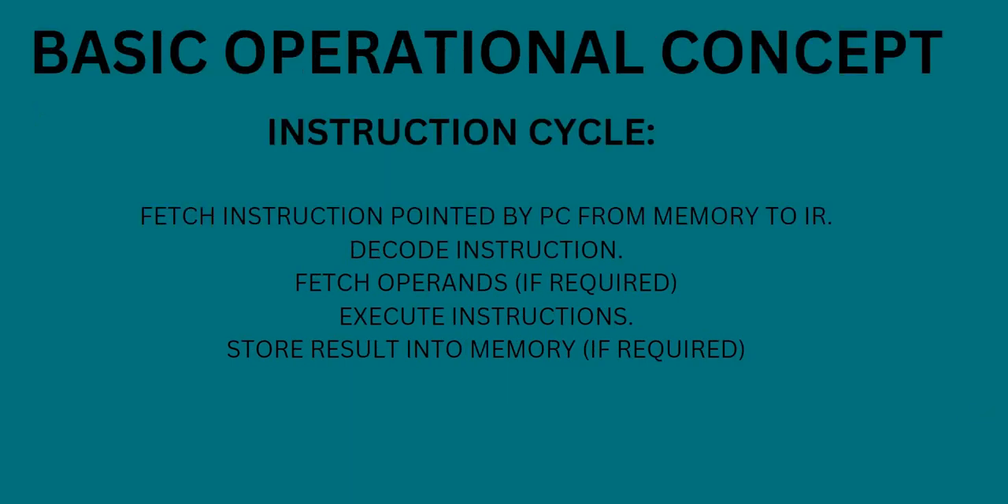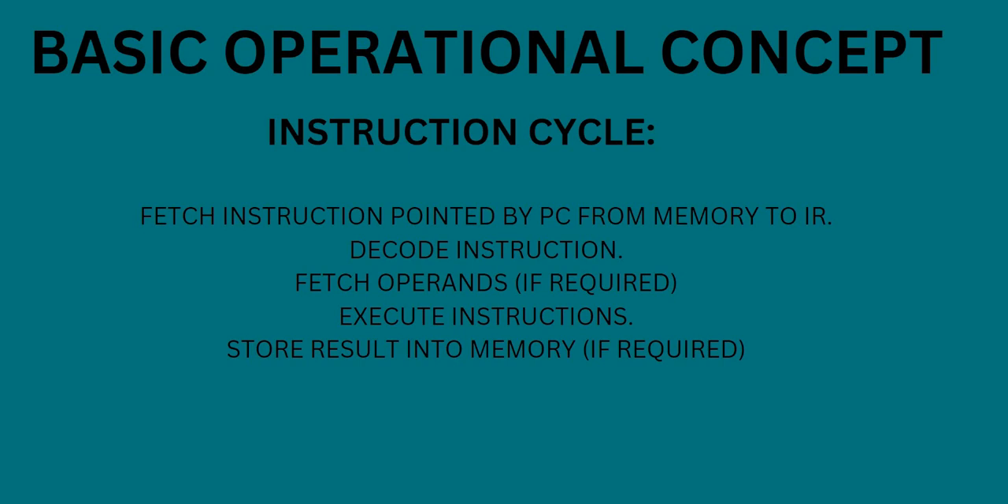Now let us look at the basic operational concept of the instruction cycle. The first thing that we would need to do is to fetch the instruction pointed to by the program counter from memory to IR. So whatever address is stored in the program counter, we will have to go to that address in the memory and find out the content of that particular location in the memory and send this content to the instruction register or IR. Next we will decode the instruction, then we will fetch the operands if required.